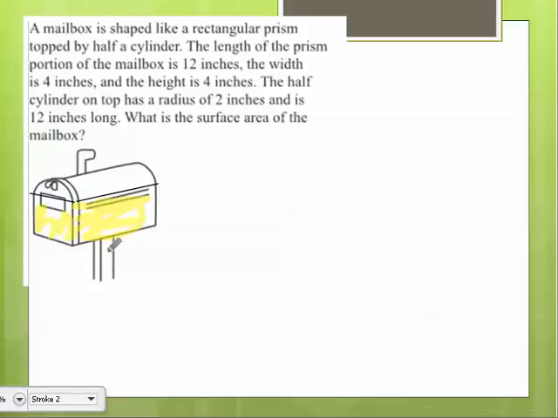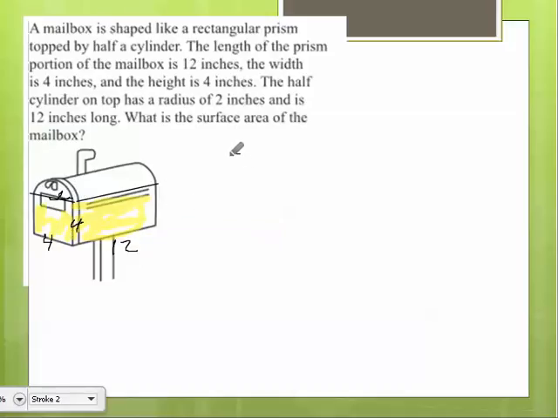So this dimension down here is 12. This dimension here is 4. This dimension here is 4. Okay? And my radius here is going to be half of that. It's going to be 2. Okay? So let's find the entire surface area.